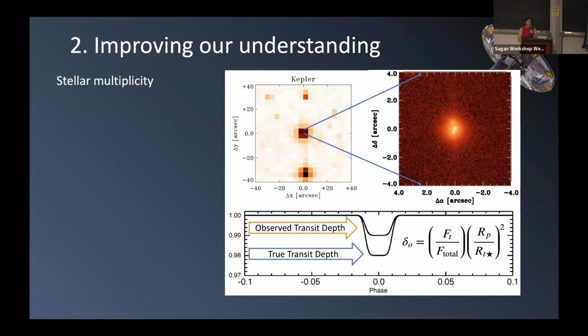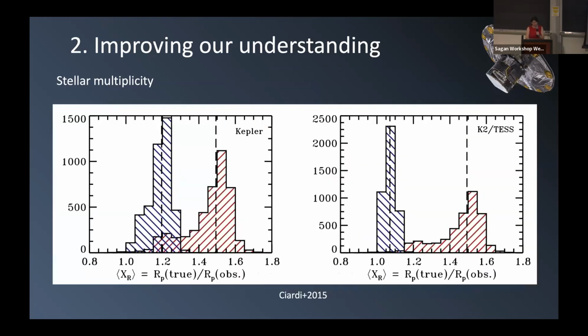So you will get your planet parameters wrong if you don't understand your stellar multiplicity. If you don't know how many stars are contributing to your light, you will derive the wrong planet parameters. That's a TESS pixel. TESS pixels are 21 by 21 arcseconds, so there are even more stars in a given TESS pixel than there are in a Kepler pixel. How big a problem can this be?